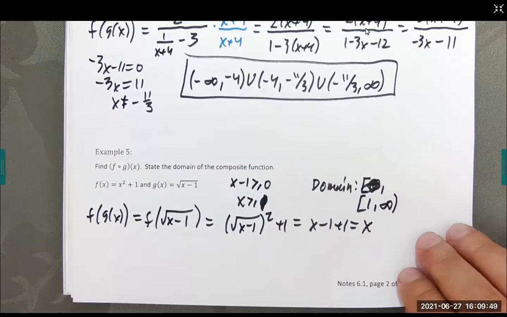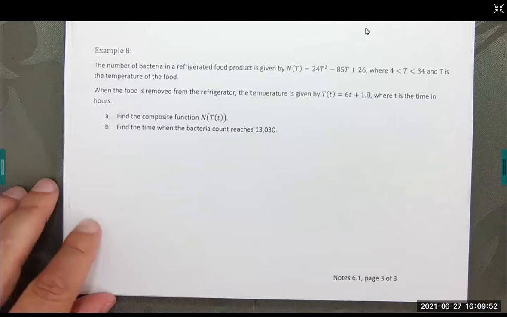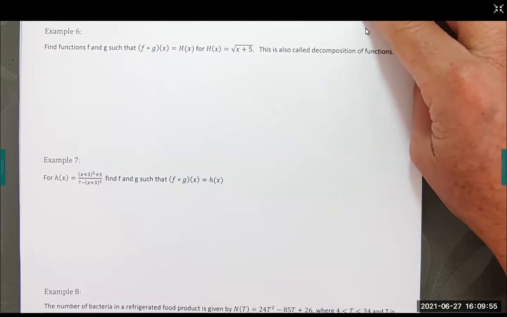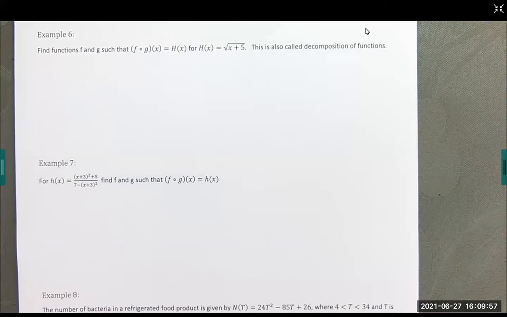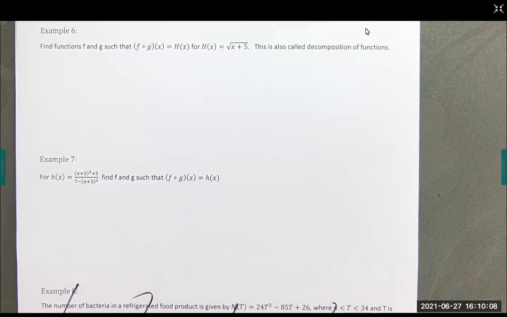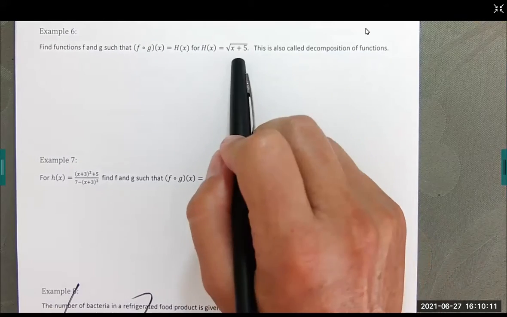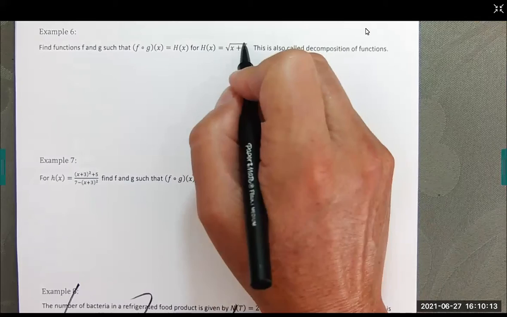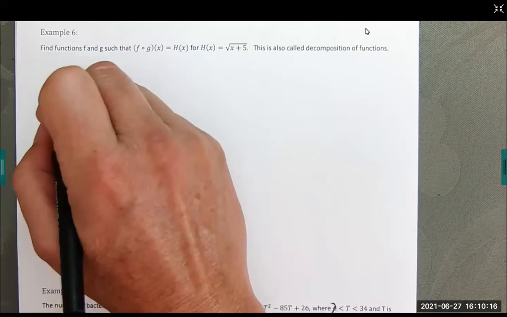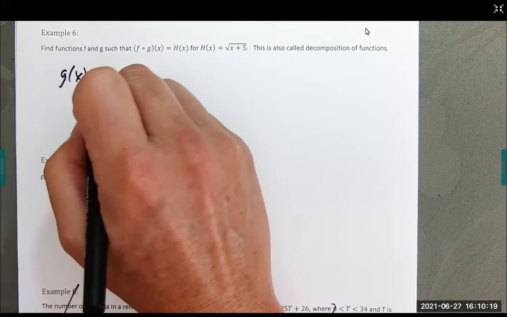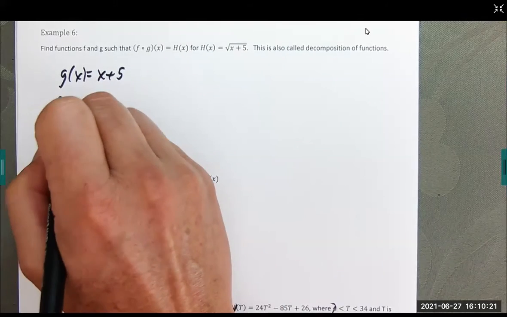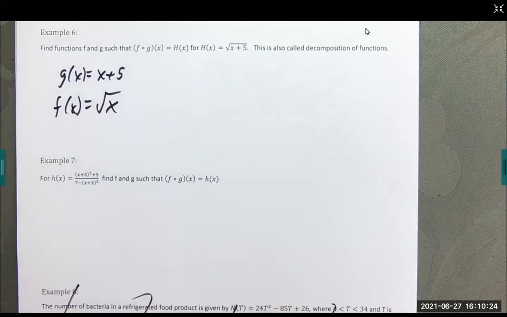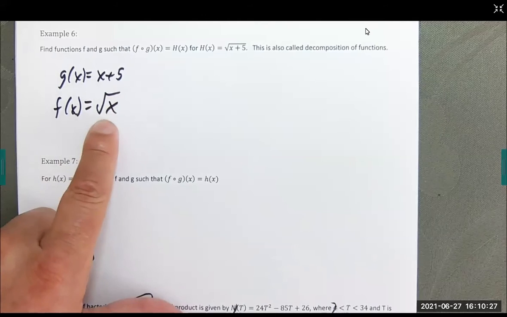So this next part isn't too complicated. We're going to go in the opposite direction of a composite, and we're going to do what's called a decomposite. And to be clear, I've removed this one down here. All right, find the functions f and g such that f composite g of x equals h of x, and h of x is here. Here's the easy way to do this. Get what's under the radical and make that your g of x. That makes f of x root x. And you can see when you put g of x into there, you get h of x.